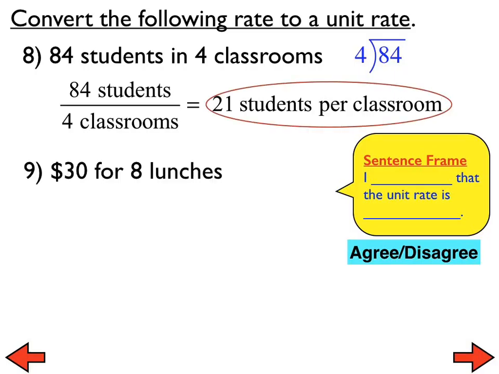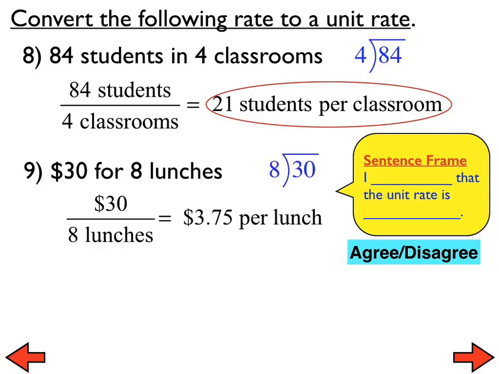Number 9, go ahead and divide this one. It is money, so you might get a decimal, and that is okay because we have pennies, right? We have coins. You could reduce before you divide if you like. 30/8 divided by 2 is 15/4. Divide 15 and 4. That might be easier than 30 and 8. Anyone finish it? Go ahead. $3.75 per lunch. Very good.